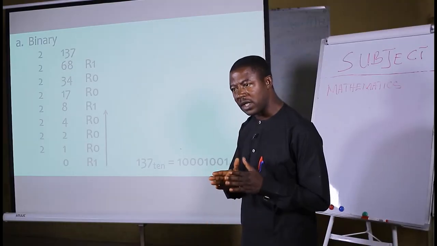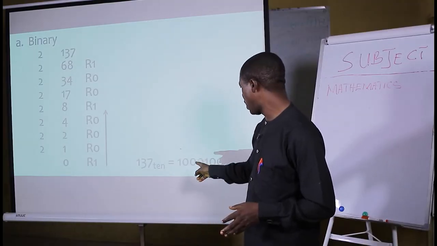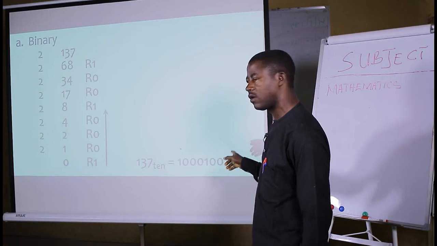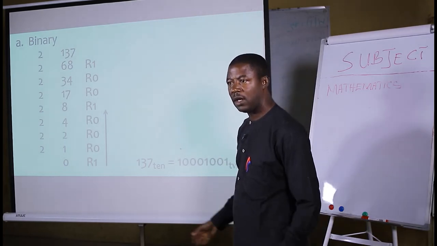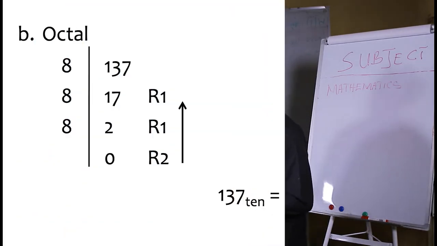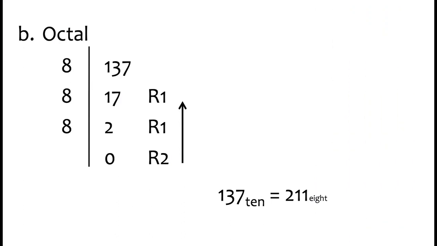You don't read it as the normal writing of numbers. If you are to count this as a normal number, you have about 10,000,001. That is not correct. So you call the digits one by one: 1, 0, 0, 0, 1, 0, 0, 1, base 2. That task is done.